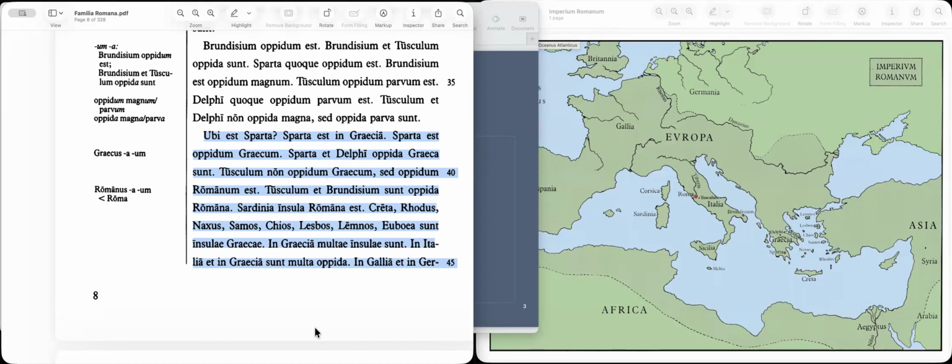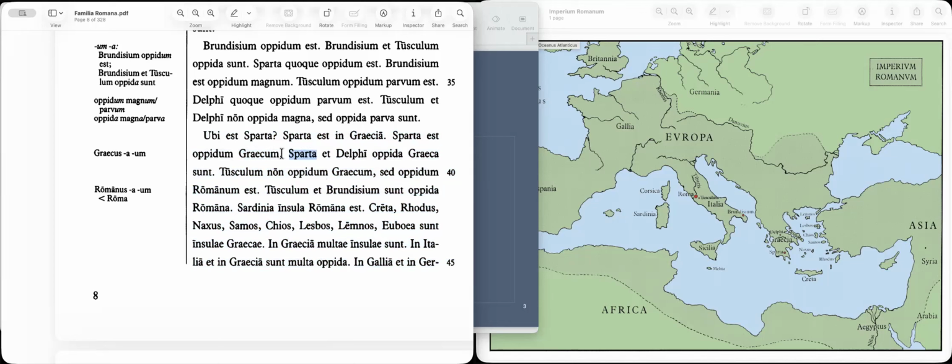Ubi es Sparta. Sparta est in Grecia. Sparta est oppidum Grecium. Say that again. Grecum. Yeah, Grecum. Grecia, because C before I is soft. Grecum, because C before U is hard.